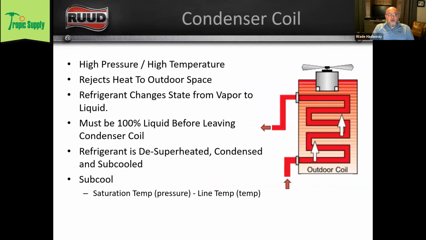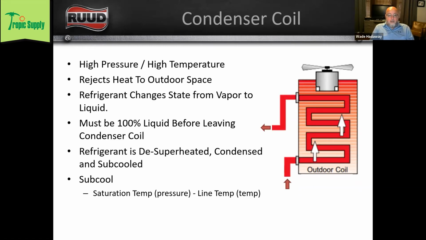So we have high pressure, high temperature, vapor refrigerant coming out of our compressor into our condenser coil. We reject the heat from that refrigerant to the outdoor air. While the refrigerant is flowing through the tubing in our condenser coil, it's changing state from a vapor to a liquid, or it's condensing, right? Just like we condense water on the evaporator coil.